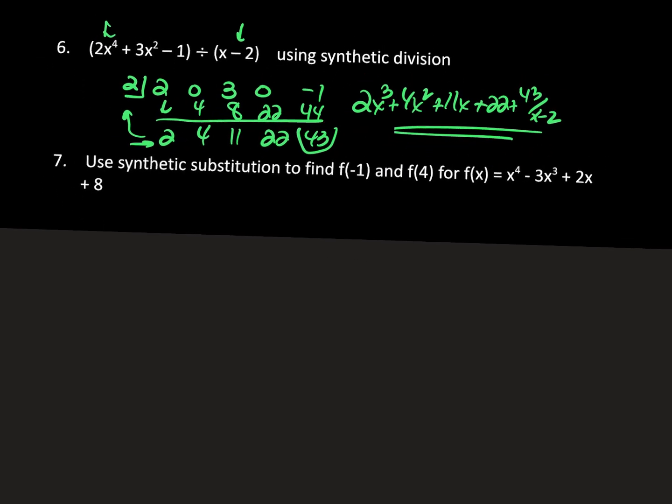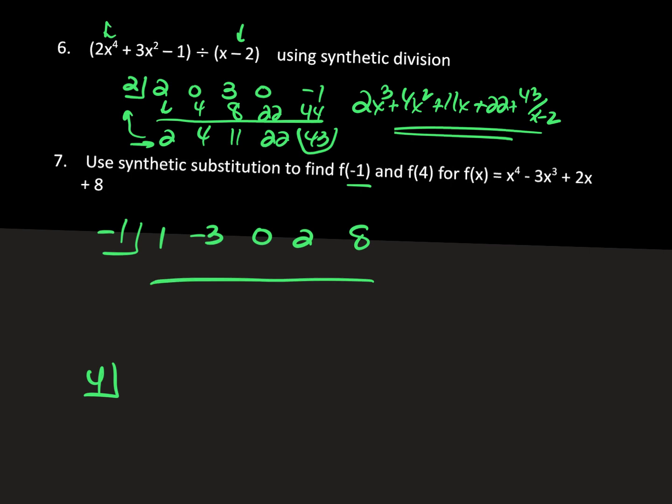Number 7, use synthetic substitution. So you got to show me this to find f of -1. So I'm going to put -1 in the box, and I'm going to do the same thing again. I'm going to put 4 in the box. So put your coefficients here. Well, I don't have any. Yeah, I do. I have a 0 for the x squared. And we're going to start working this out.